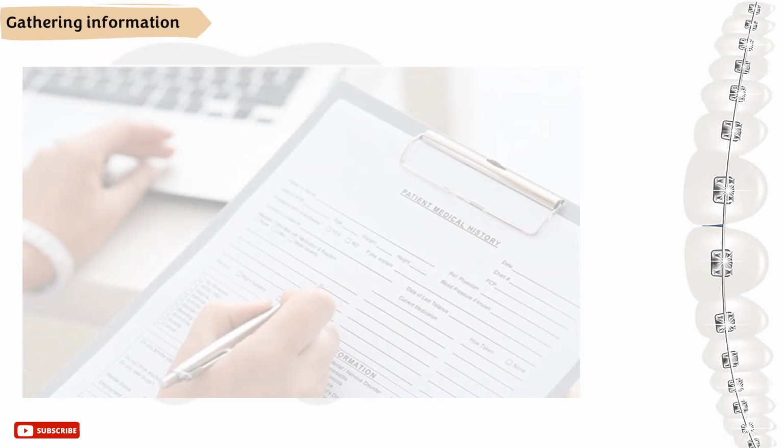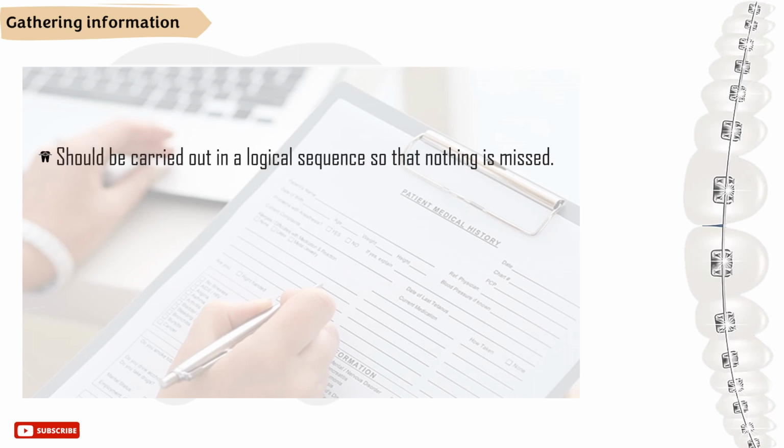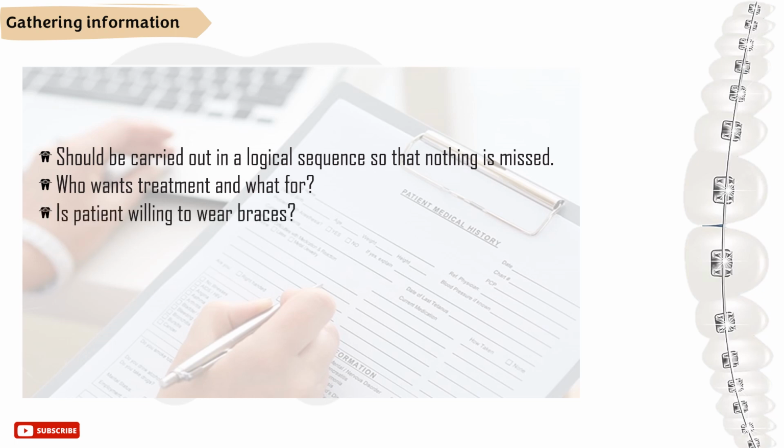Gathering information. This procedure should be carried out in a logical sequence so that nothing is missed. Note who wants the treatment, is it the patient or the parent, and what for. Ask if the patient is willing to wear braces or not. Inquire about any previous extractions or orthodontic treatments that have been done.